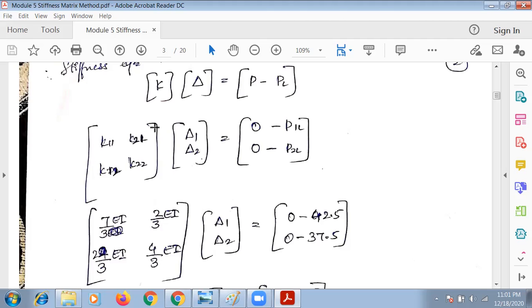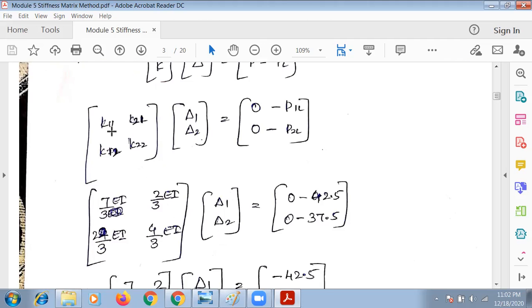Next, delta 1, delta 2. Here two deltas are there, and deltas are nothing but the unknowns here. Next, equal to P. There are no external moments acting, so P would be 0 and 0. Then minus PL. PL means two different directions, so P1L, P2L.